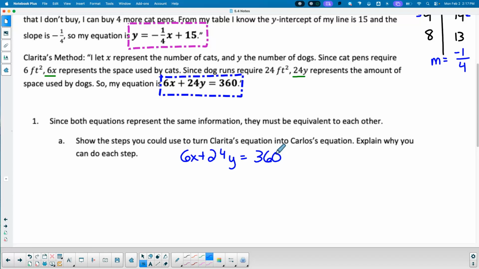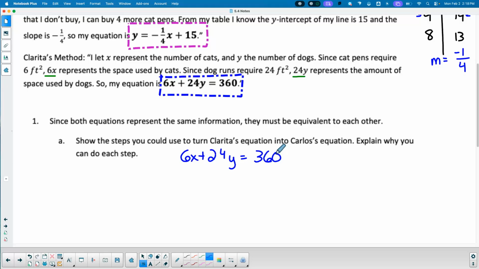Well, let's take a peek at Carlos's equation. What's different about Carlos's equation? It's y by itself. So what do we need to do with Clarita's equation then? First thing that you would do. Okay, we're trying to make them look like it. Okay, you're doing the substitution method, which wouldn't really work in this case because they're supposed to be the same equation. Okay, we'll get to that in a minute.